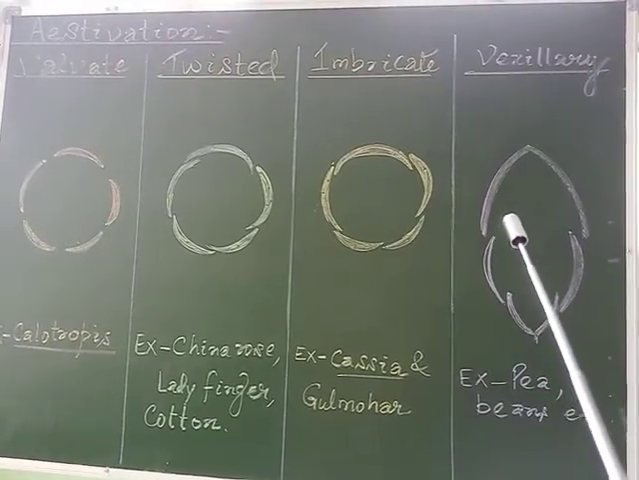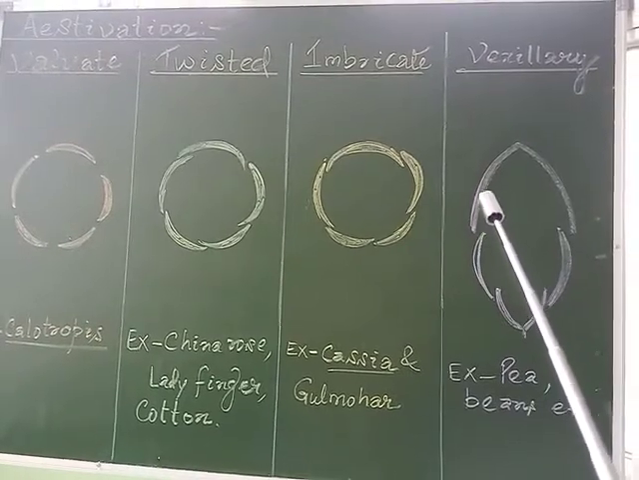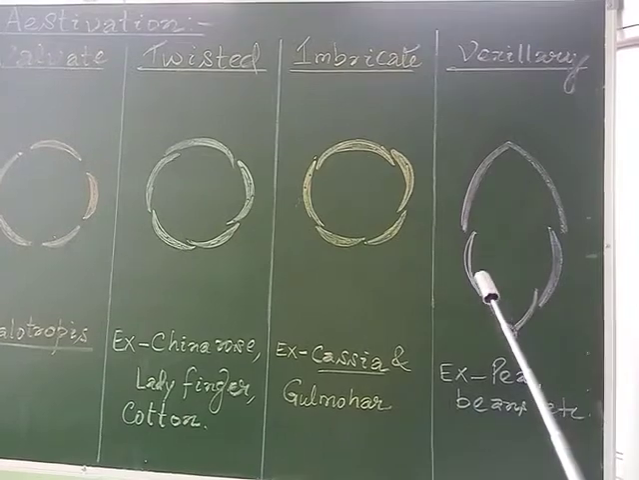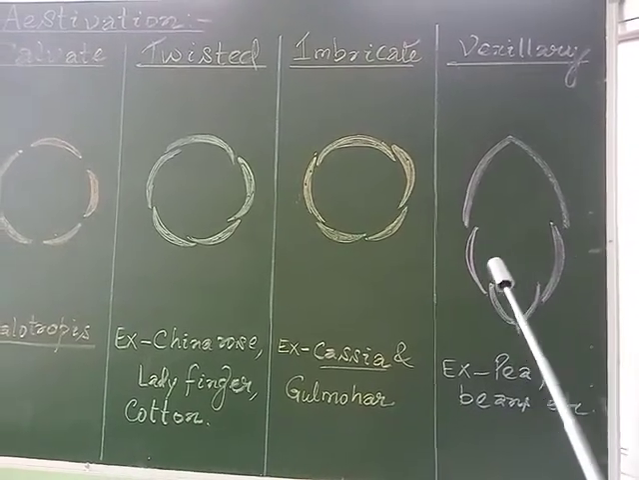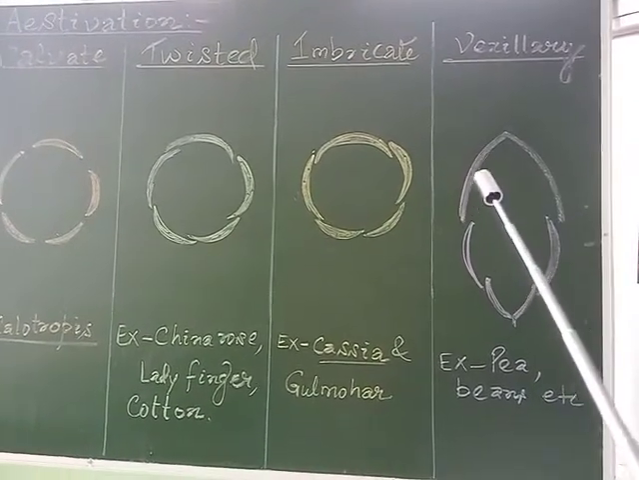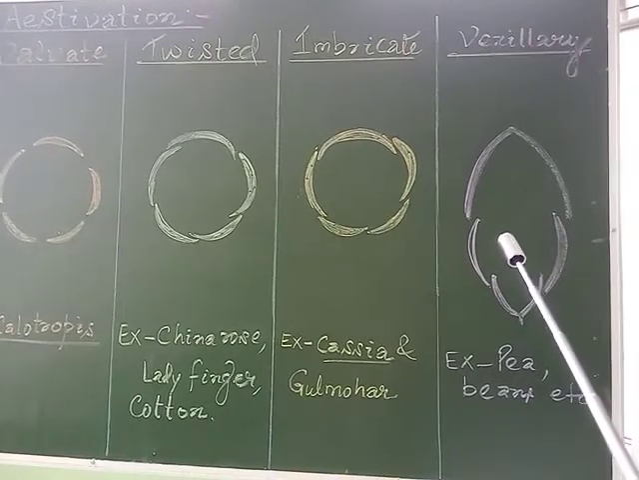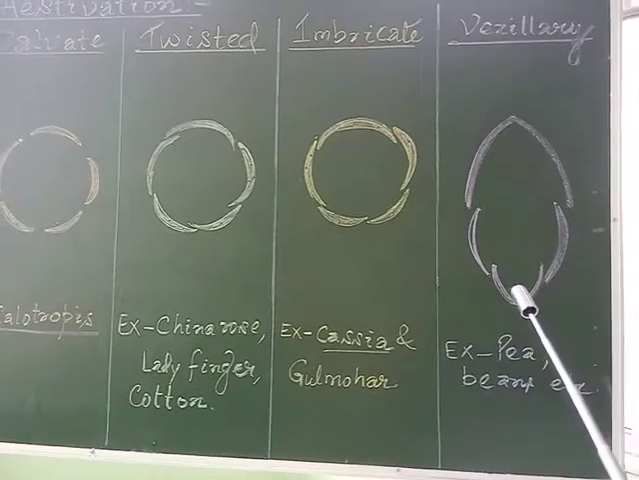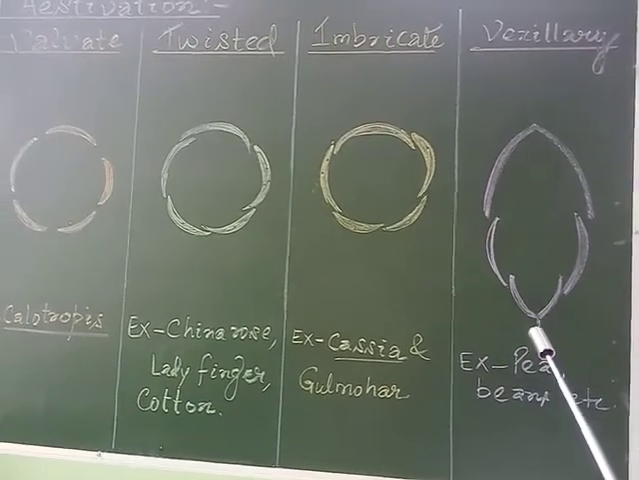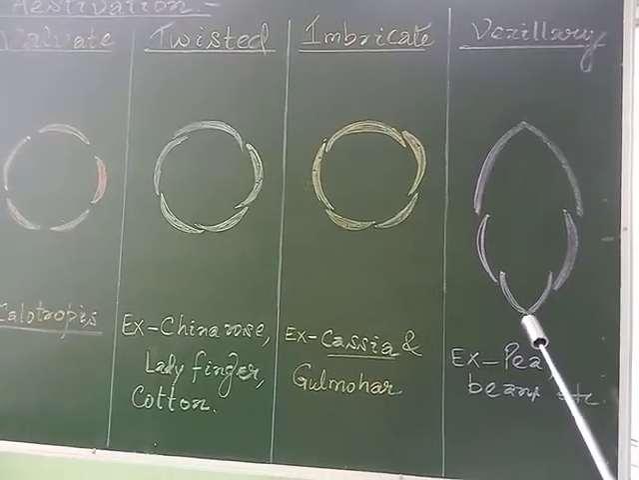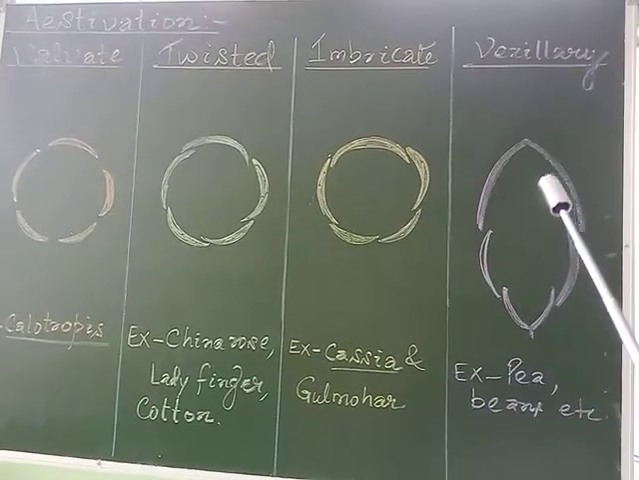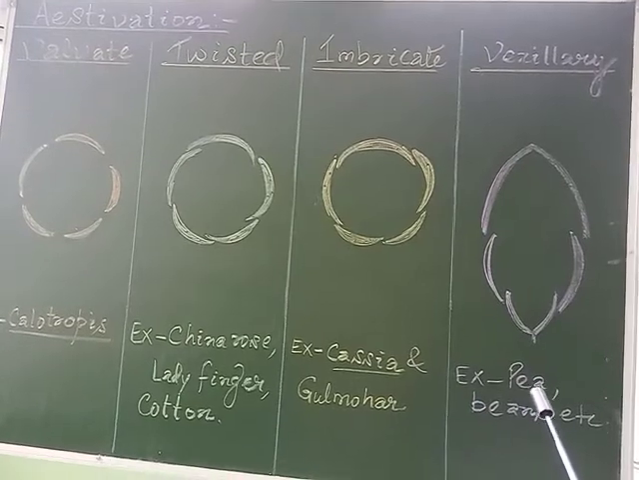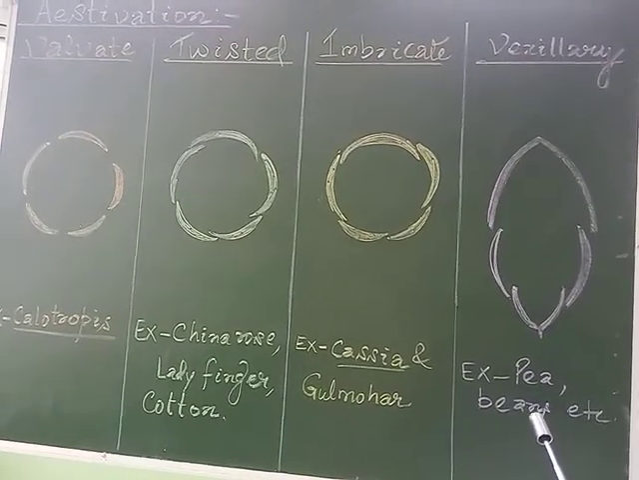This is the larger one, 2, 3, 4 and 5. So what do we observe in this case? The bigger petal overlaps the 2 lateral wings, these 2 lateral wings are overlapped by the bigger petal, and they in turn overlap the smallest 2 petals, and they form the keel-like structure. This is the keel-like structure. So this type of estivation is called vexillary estivation, as we may observe in the case of pea flower or bean flower, etc.